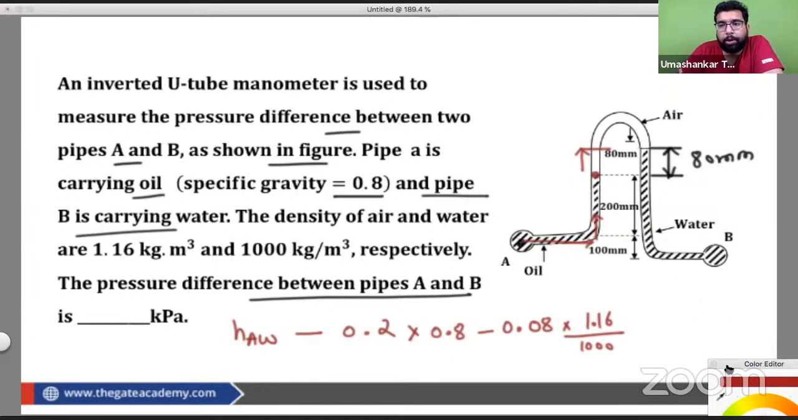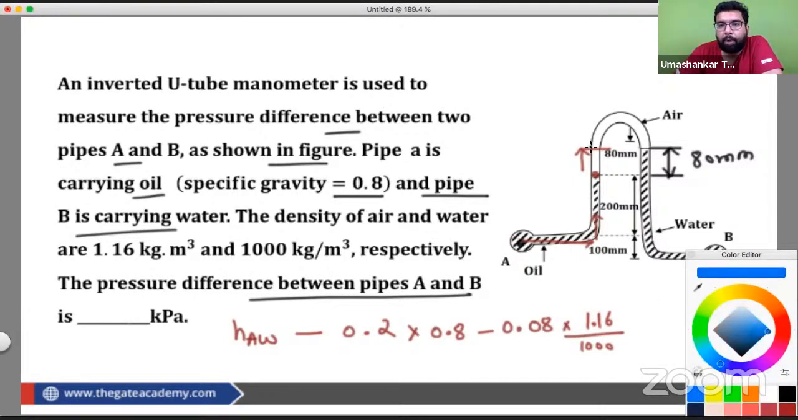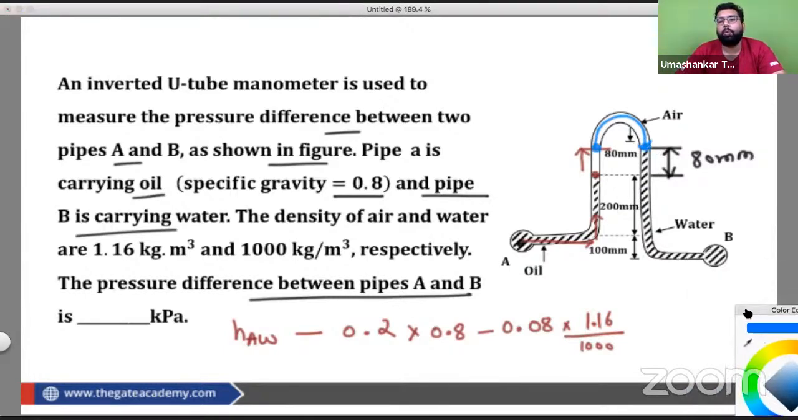Now from this point to this point, we are moving in the same direction, by the same distance, up and down in air only. So this has no meaning, and from here we can directly jump to this point. Now in this, we are moving downward. So when we are moving downward, beta, we shall add.